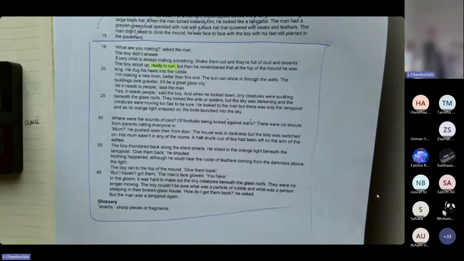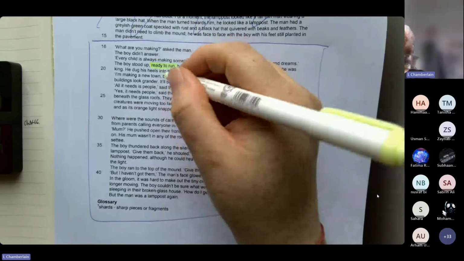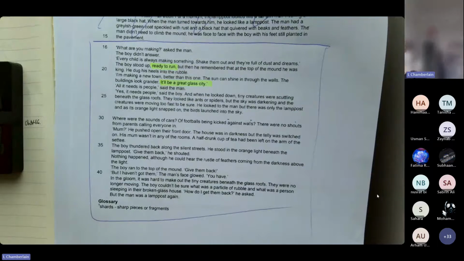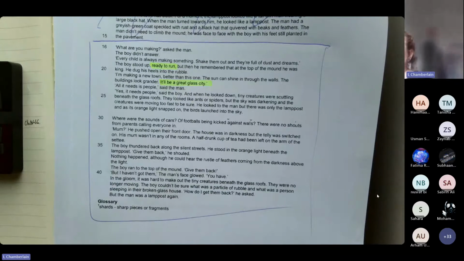He dug his heels into the rubble. "I'm making a new town, better than this one. The sun can shine in through the walls. The buildings look grander. It'll be a great glass city." So here, this use of the phrase great glass city, well, that shows me that the boy feels very proud of what he's creating. So at this moment in time, maybe I'm not sure if I think that this is a sinister one. "All it needs is people," said the man.